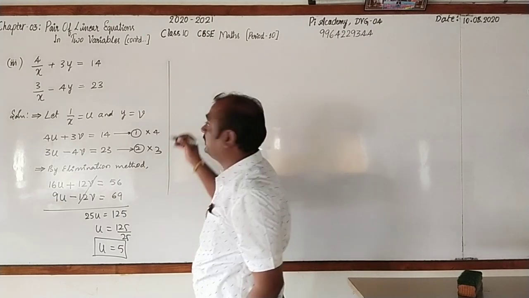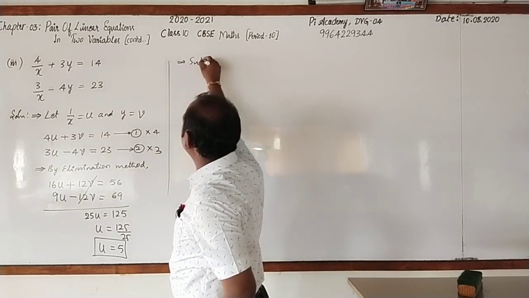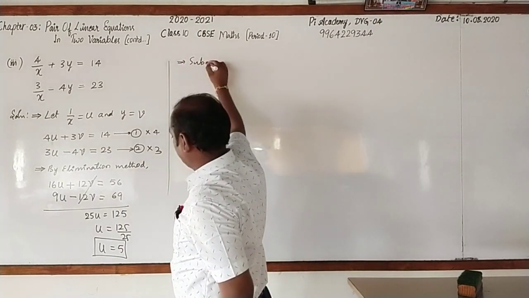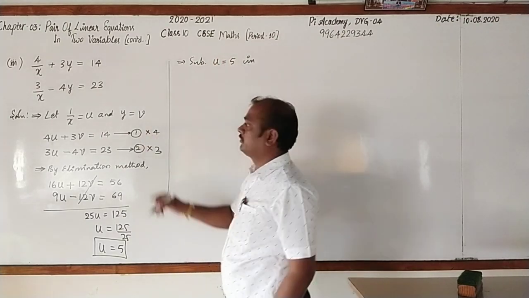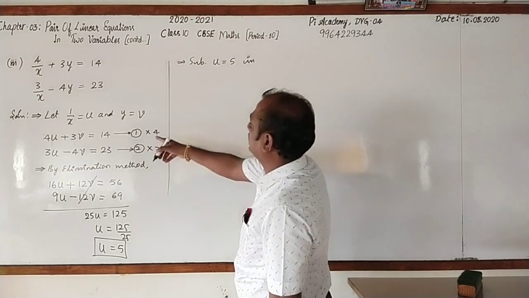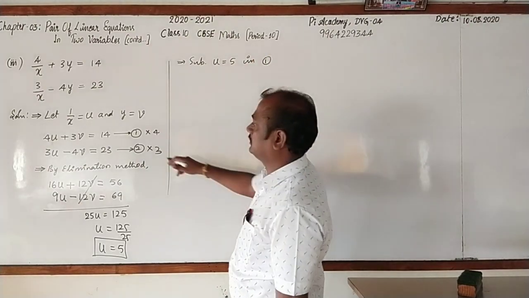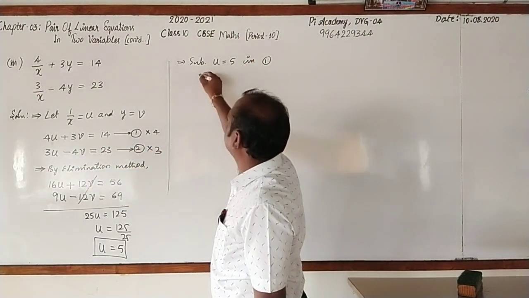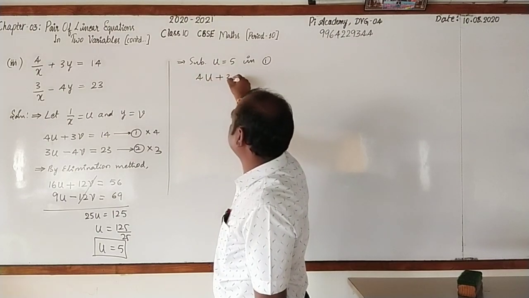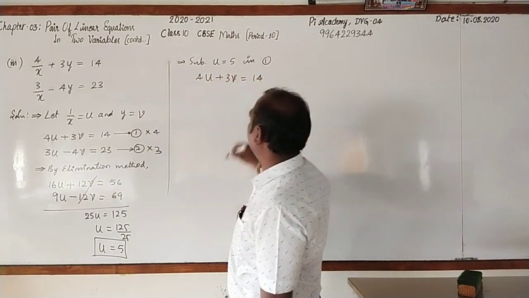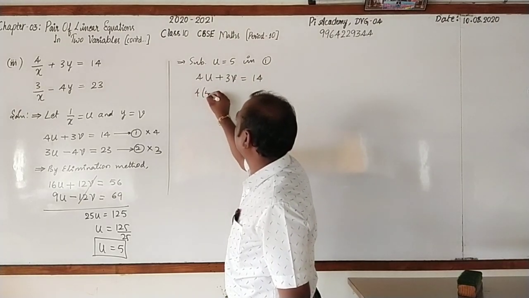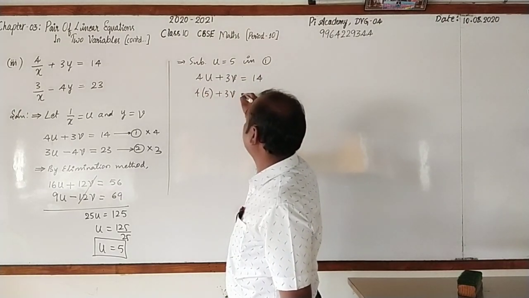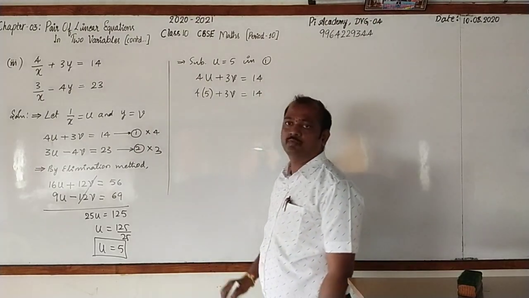Substitute. Please write with me. Substitute the value of u. u is equal to 5 in the first equation or the second equation? It is in the first equation. Then the first equation is 4u plus 3v is equal to 14, where u is 5. 4 into 5 plus 3v is equal to 14.